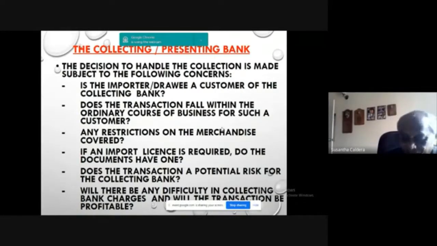Does the transaction fall within the ordinary course of business for such a customer? That is KYC. If you have KYC with your customer, then you know whether this falls within the ordinary course of business for such a customer.